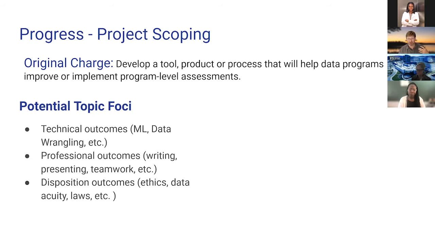And then taking the language from the ACM data science curriculum guides, there are also disposition outcomes. Those are things like ethics, so students approaching data science in an ethical manner. It could be about knowing data privacy laws. It could be about the term that was put into the National Academies' report, which is data acuity. So those are all things that we could have focused on. Now, that's a lot, and again, we said we couldn't do it all.